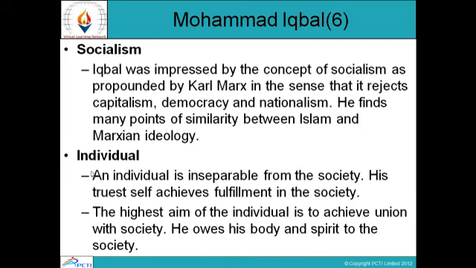Individual. An individual is inseparable from the society. His truest self achieves fulfillment in the society. So only an individual can grow in a society, and an individual cannot be separable from the society. The highest aim of the individual is to achieve union with society. He owes his body and spirit to the society. The truest self achieves fulfillment in the society only. Man is a social animal and he has to be in contact with the society.